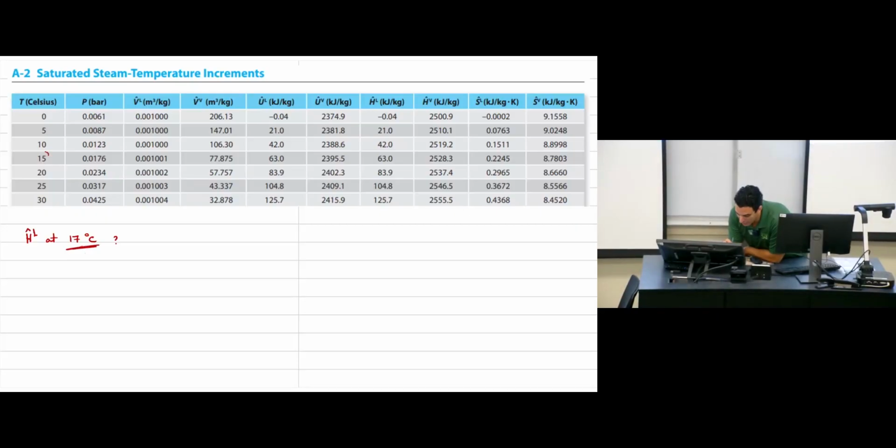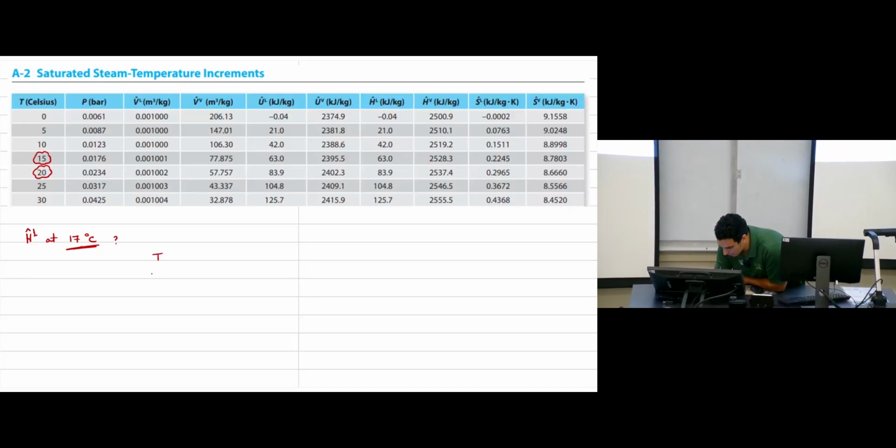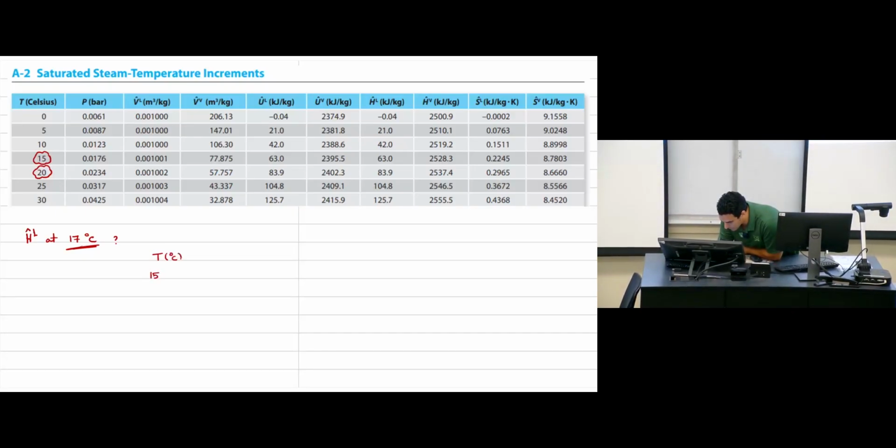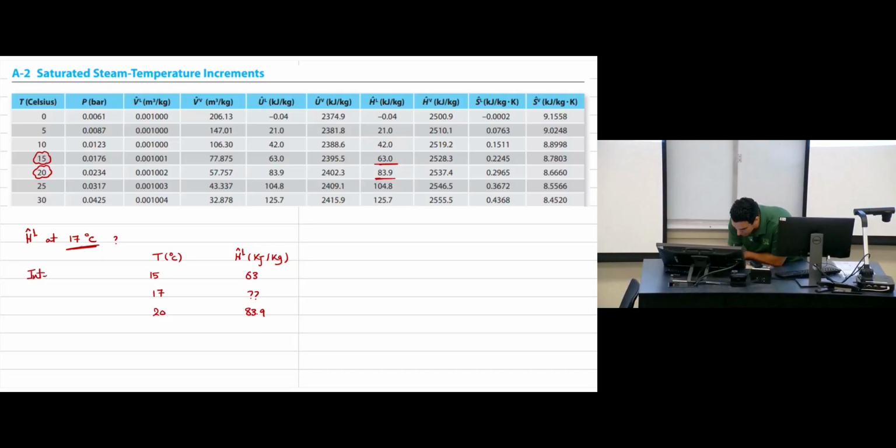What I have is 15 degrees Celsius. I have 20 degrees Celsius. So for temperature, I have 15, I have 17, which is what I need, and I have 20. And the property that I need to calculate is specific enthalpy for liquid in kilojoule per kilogram. So I have this number, this is 63. I have no idea what this value is. This one is 83.9. Then you will make an interpolation. So in order to find this one, the only thing you can do here is interpolation.